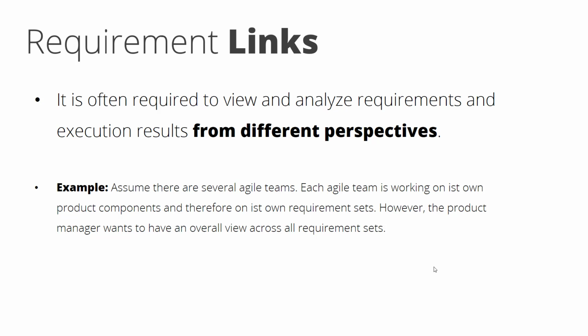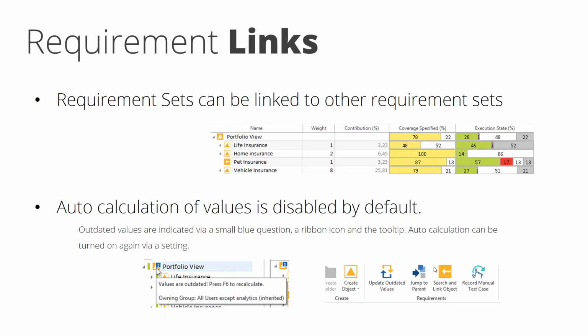And with the requirement links, it is possible to grab all those requirement sets and build a risk-based view on top of those requirement sets. So what you can do is use requirement sets and link them to other requirement sets, and of course weight them as usual in Tosca. One more thing that we introduced when working on the requirement links is that starting with Tosca 10.3, the auto calculation of values in the requirement section is disabled by default. Why are we doing that? Because if the structure gets bigger and bigger, especially if you link requirement sets to other requirement sets, calculating all the values that can be displayed or that are of interest can simply take a while. So that's why we turned it off by default.